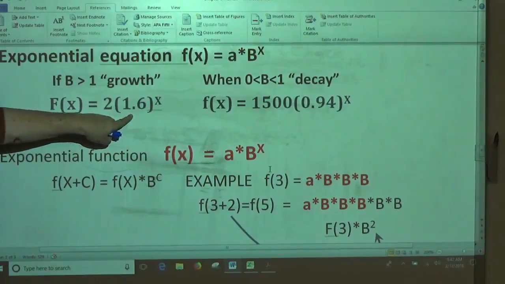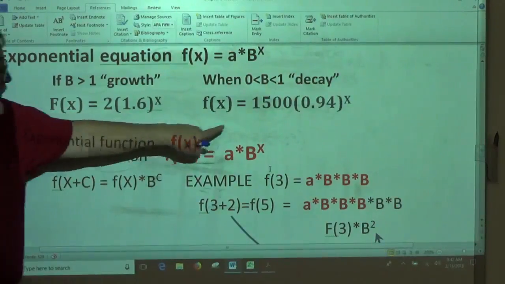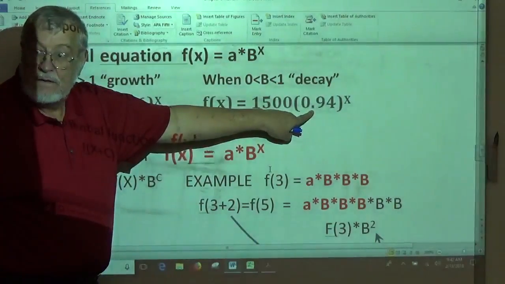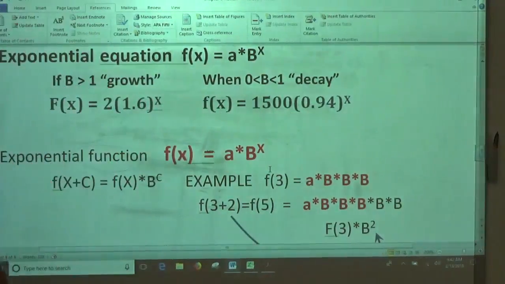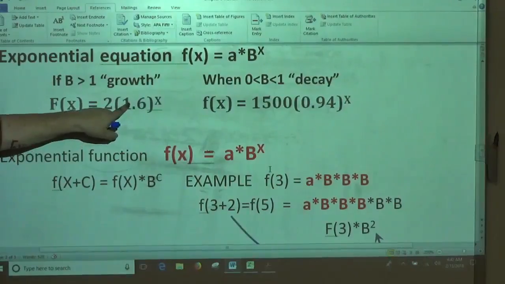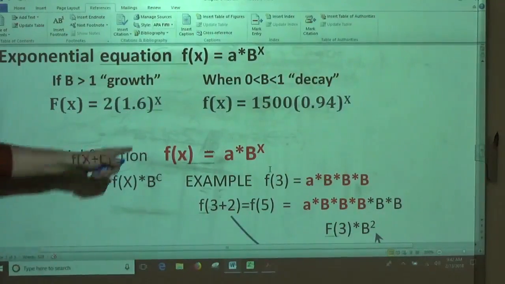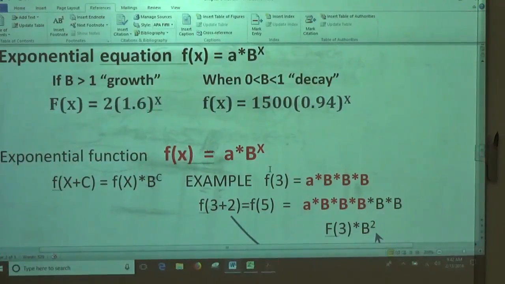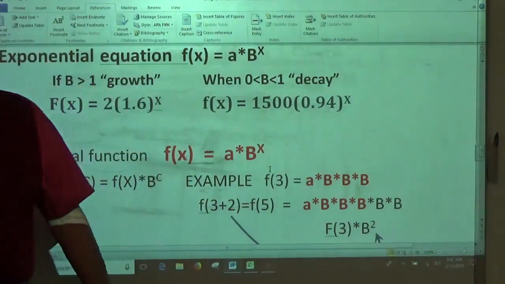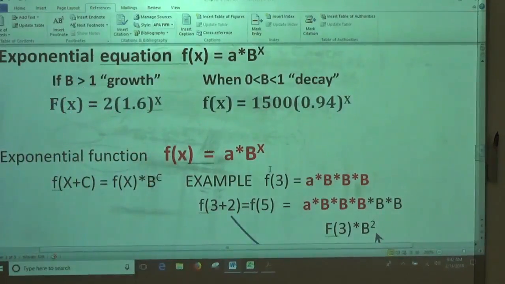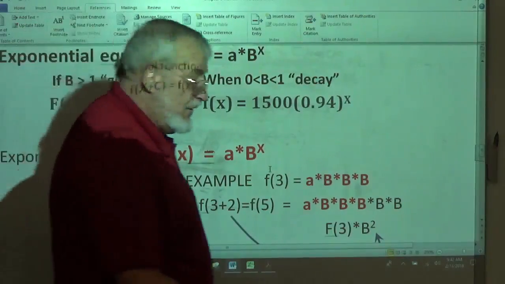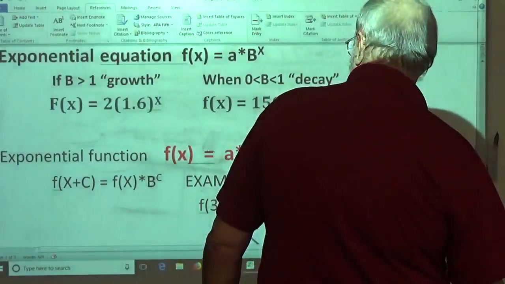It's growth. Why? Because it's greater than 1. Okay, what about this? It's decay because it's less than 1. So this is getting bigger by 60% every time that we multiply. This is getting smaller by 6% every time we multiply. Okay? Now that gets us to the functions themselves.